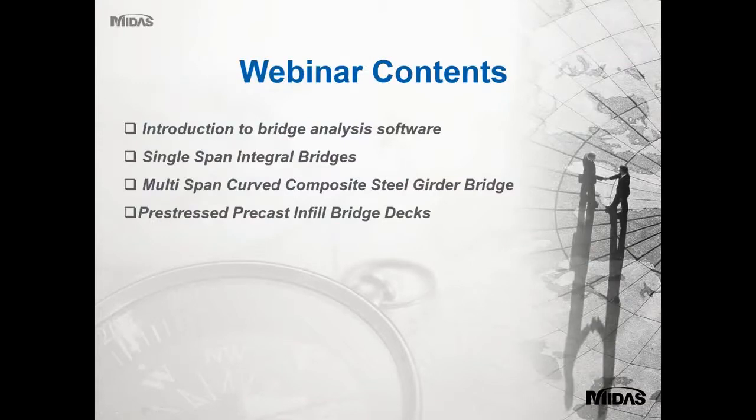Okay, so today we'll be looking at a varied number of bridges. We will start with a brief introduction to the bridge analysis software that we are going to use for all these different types of examples. We'll start with single span integral bridges, both composite steel and composite precast beam types. We'll look at how to model, analyze and design them. We'll also look at some important aspects related to multi-span curved composite steel girder bridges. And then we'll look at some special types of infill bridge decks, which will involve pre-stressed precast sections.